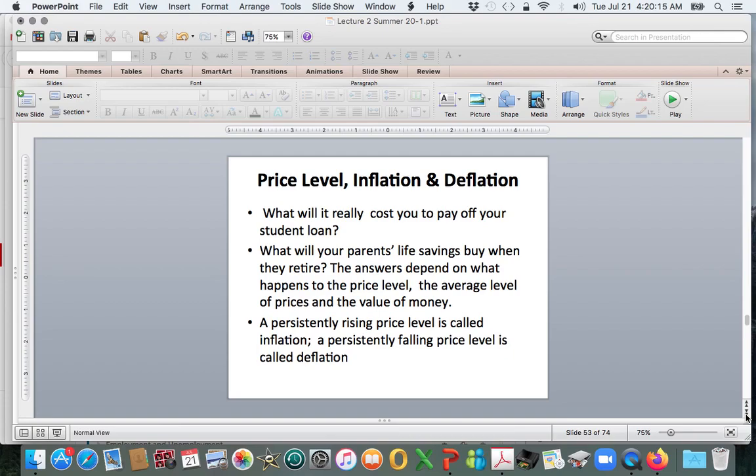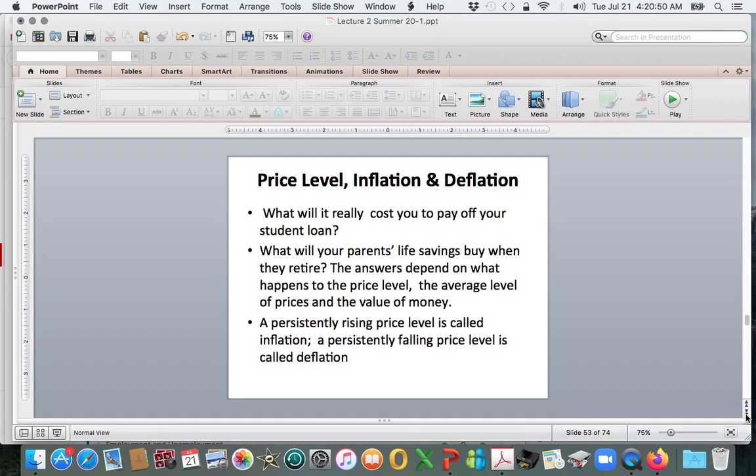So, our next topic begins with the concepts of price level, inflation, and deflation. For example, in countries where you do have student loans, or you might incur some even in the present day scenario in our local context, what will it really cost you to pay that off? You borrow a certain amount. By the time you'll be paying it off, what will be the actual cost of it? What will your parents' life savings buy when they retire?